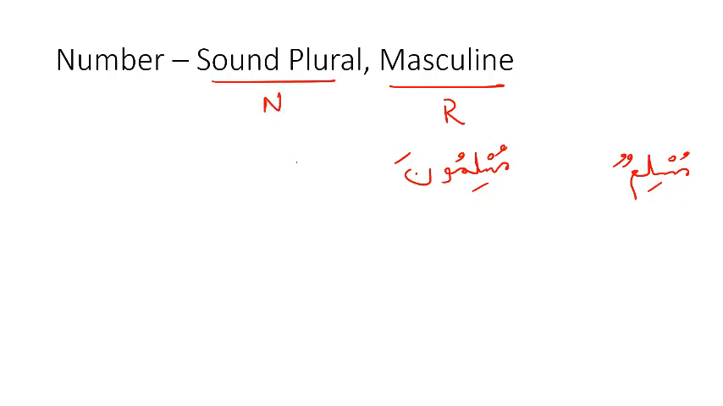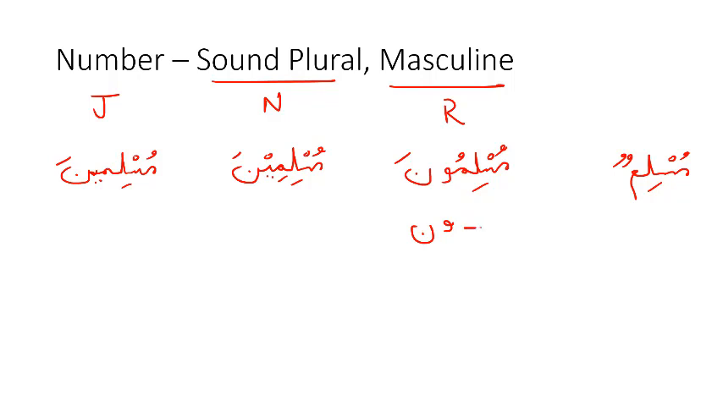In the Nasab form, we have Muslimina. And in Jar form, we again have the same thing, which is Muslimina. And I hope you recognize the rule over here. We are simply adding a waw and a noon, and this is for Rafa. The letter before the waw, which would be the last letter in the singular, gets a dhamma, connects with the waw, and then we have a noon with a fatha.